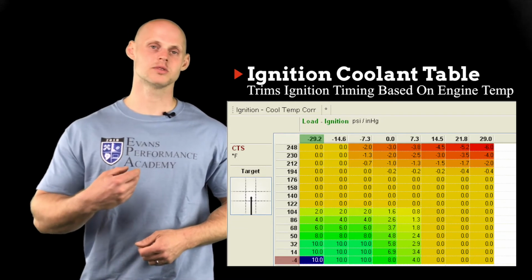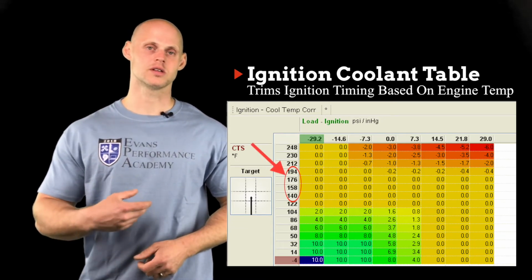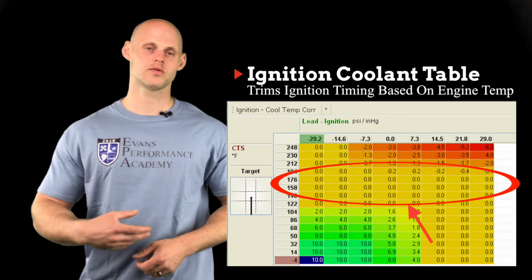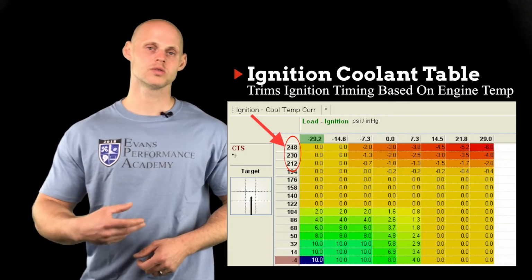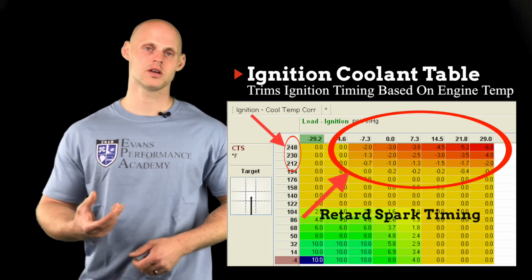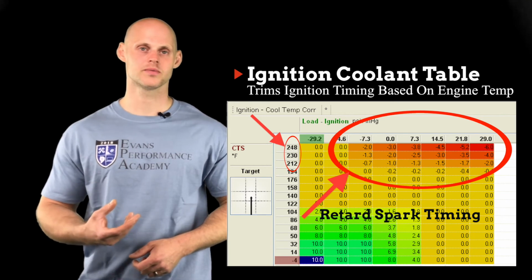And as the engine comes up to normal operating temperature at, say, 180 degrees, we're going to see that our table zeroes out. And if we get our engine in an overheating condition, we're going to want to reduce our spark timing because we're going to want to prevent pre-ignition and knock from occurring.